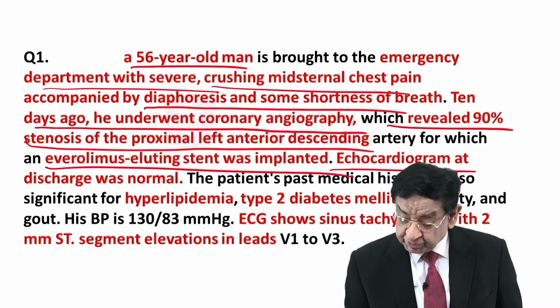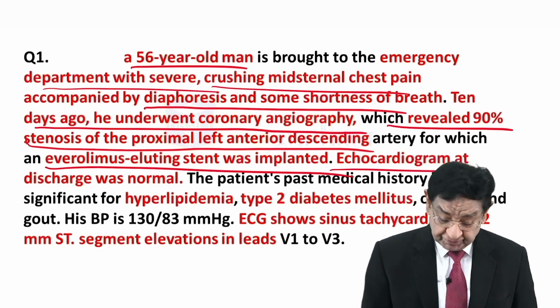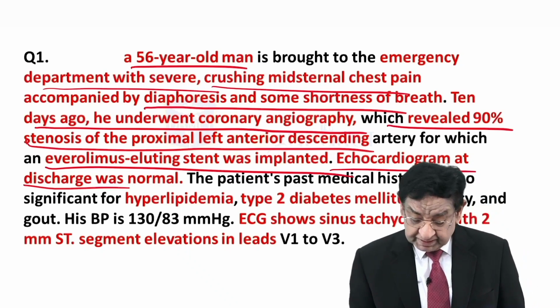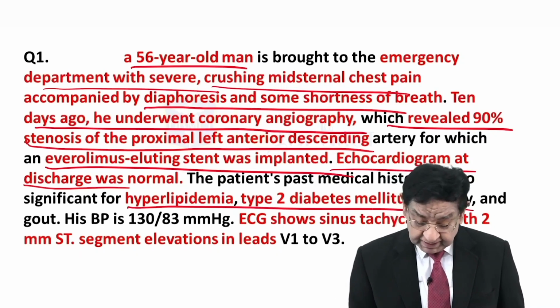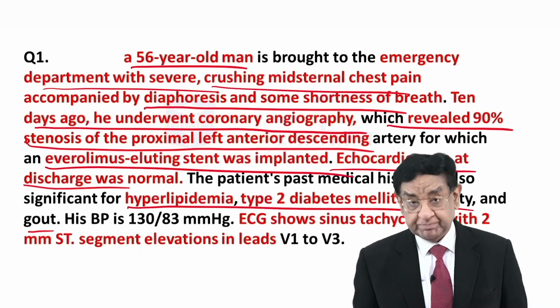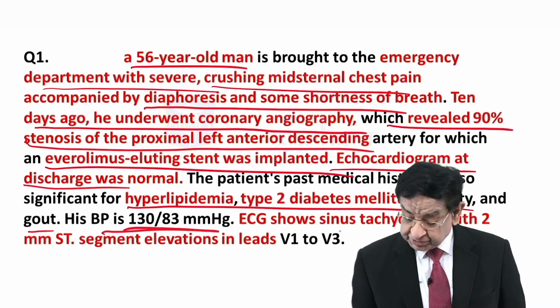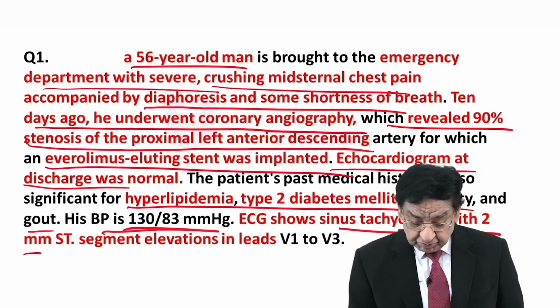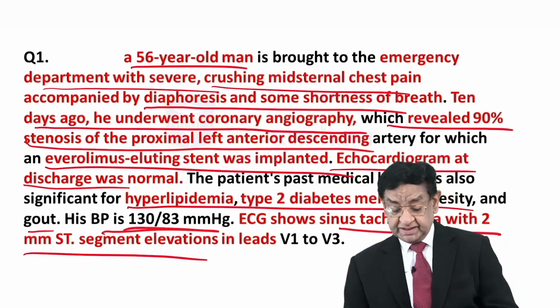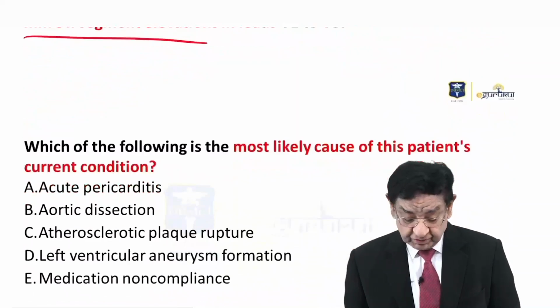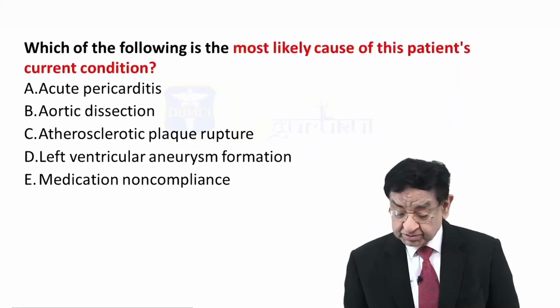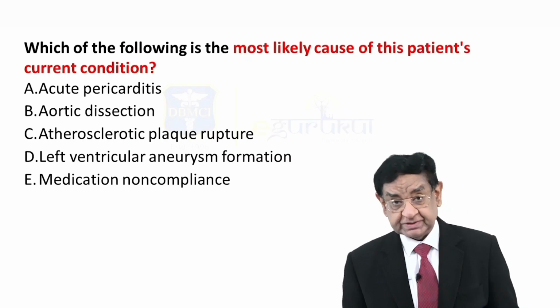Echocardiography at the time of discharge was normal. Past history of hyperlipidemia, type 2 diabetes, obesity, and gout is there. At the moment, BP is normal. ECG shows tachycardia with 2 millimeter ST segment elevation in leads 1 to 3. Okay. Well, the most likely cause of the patient's current condition is?